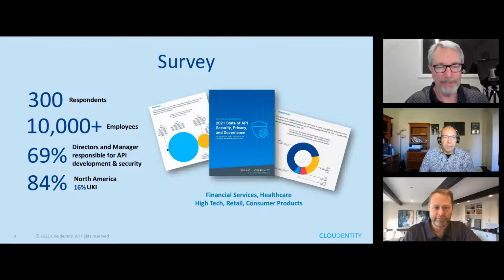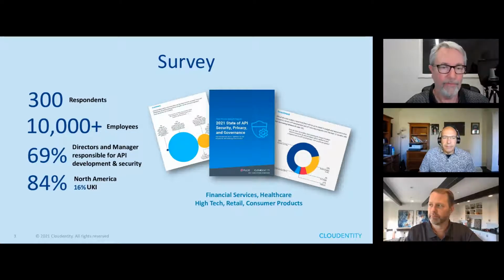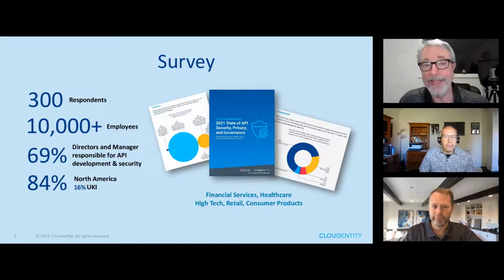So this is research that was conducted during September. 300 respondents, for large organizations. So we're talking about people that are very much interested. Of course, we all are in API security, but especially when you get into the enterprise side of things, 69% were directors, managers responsible in some aspect for API development and security, and 84% in North America, 16% in the UK. So good, primarily North America representation, with some representation from across the pond, as they say.